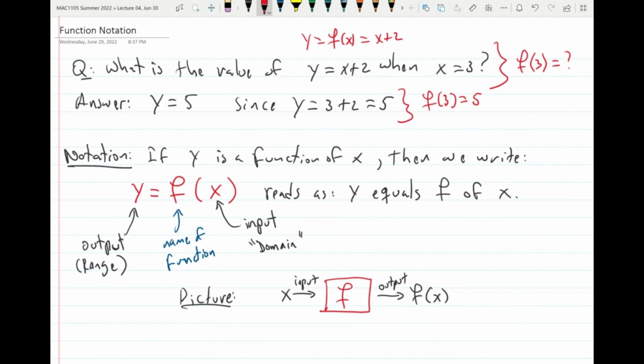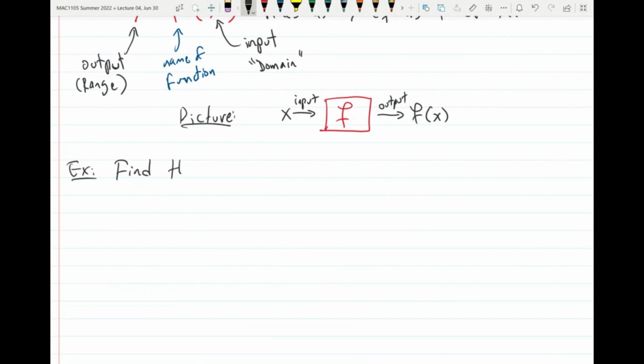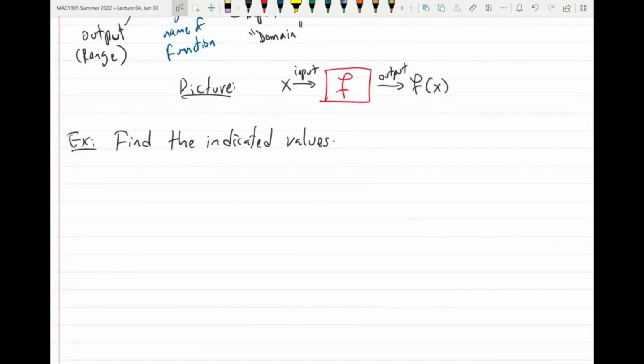So this right here is telling you a lot of stuff. It's telling you when x is 3, y is 5, but it's also telling you that the point (3, 5) is on the graph of whatever this function is. Do you understand what I'm saying? Yes? Okay. Good. So let's do some examples. Example: find the indicated values. And let's see, we have f of x equals x squared minus 3x plus 5.